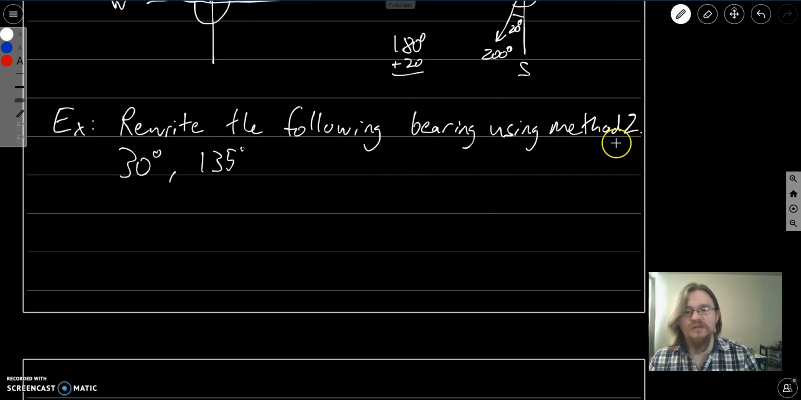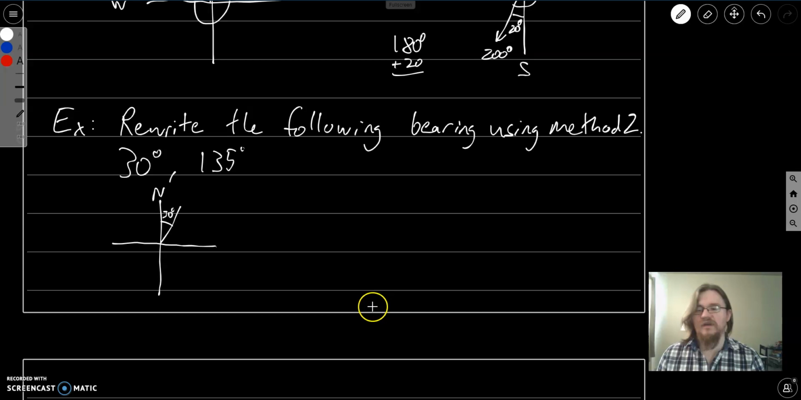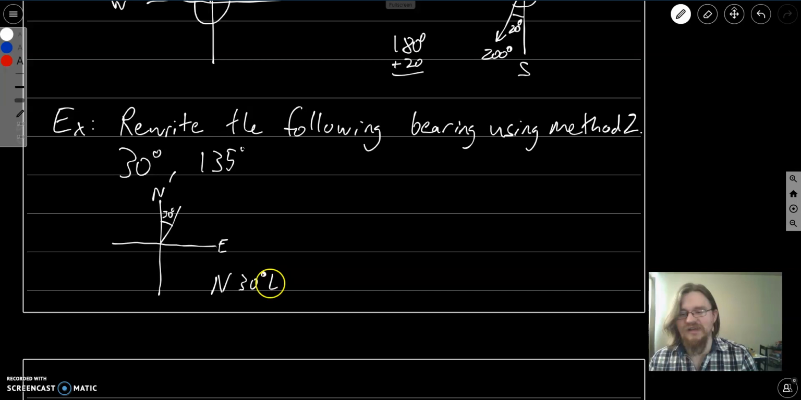So I want to rewrite the following bearings using method 2. Again, these are in method 1. So 30 degrees means that we start at north and we go 30 degrees over. Well, this is pretty simple. We started at north and we went 30 degrees over toward east. So 30 degrees is going to be north 30 east. Easy. The last one is maybe a little bit harder.